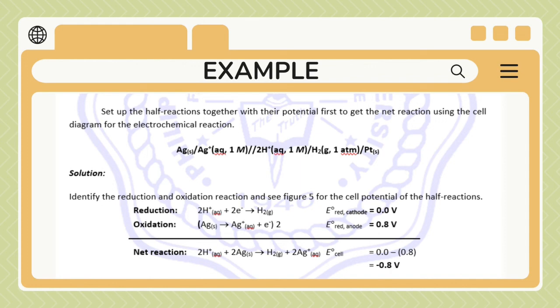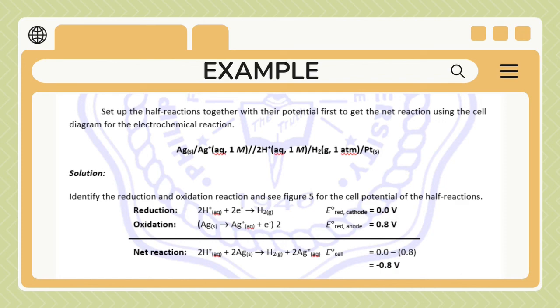So the overall E cell would be 0.0 minus 0.8, so we're going to have negative 0.8 volts. Since we have negative 0.8 volts, we can consider this one as non-spontaneous. So automatically the Gibbs free energy on this side would be positive, so we're not going to calculate for it.